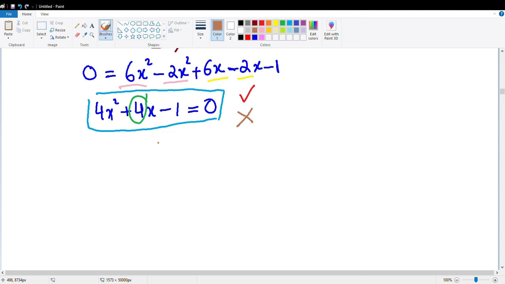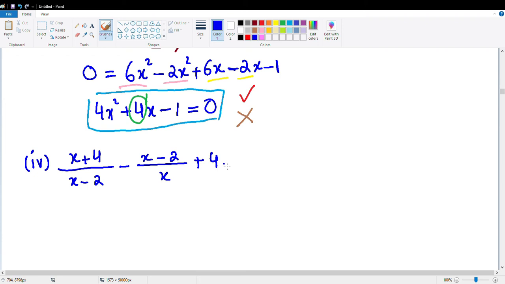And now let's move on to the next part, which is the fourth part. The fourth part is: if we have x plus 4 over x minus 2 minus x minus 2 over x plus 4 equals 0, how do we solve it?